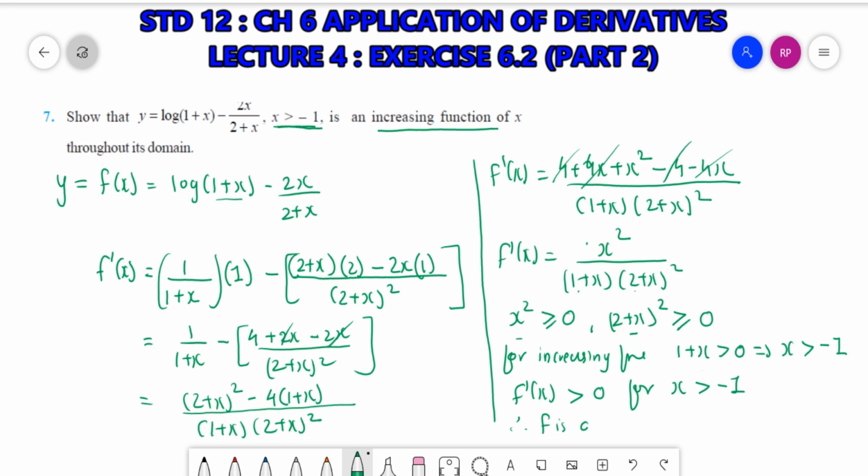That means f dash x is greater than 0 for every x that is greater than minus 1. Therefore, f is an increasing function of x throughout its domain. Throughout its domain means, what is the domain? Greater than minus 1 means minus 1 to infinity. Clear? Okay, so this was about question number 7. Just note it down.